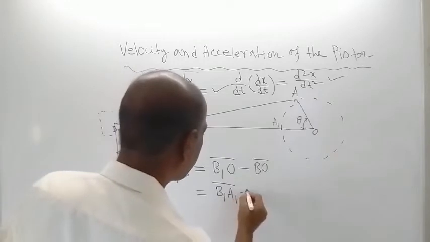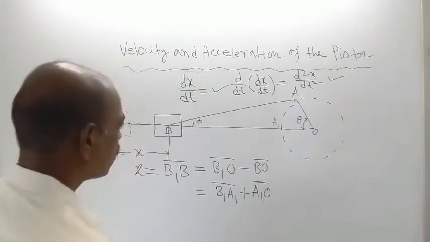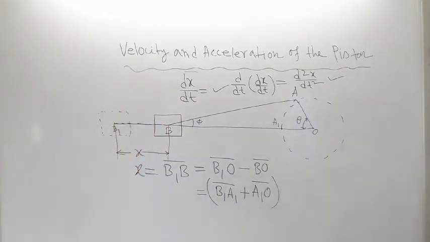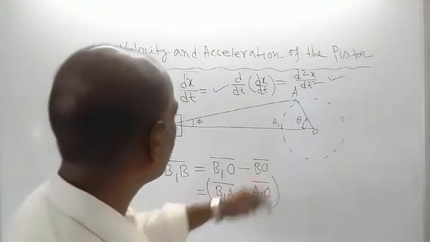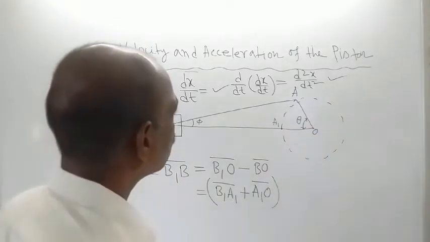B1A1 plus A1O. Okay, so this is for what? This is for B1O. B1A1 plus A1O. Then BO is there. BO, from B to O, this distance. This is equal to what?